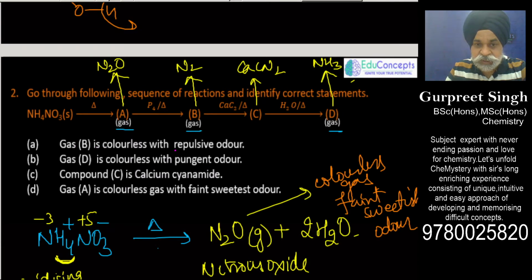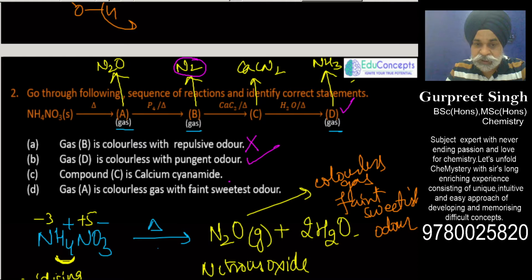Gas B is colorless with a repulsive odor. This is a colorless gas, no doubt about it, but it is not repulsive because 78% of the atmosphere is nitrogen gas. So this is a wrong statement. Gas D is colorless with a pungent smell. Yes, this is colorless and has a pungent smell.